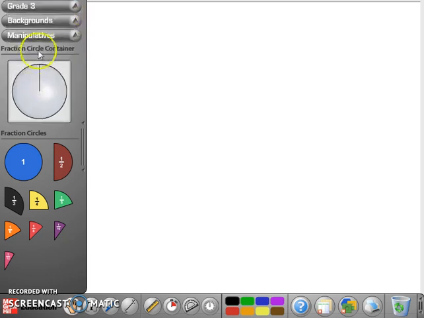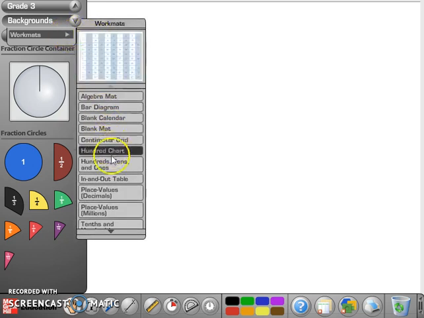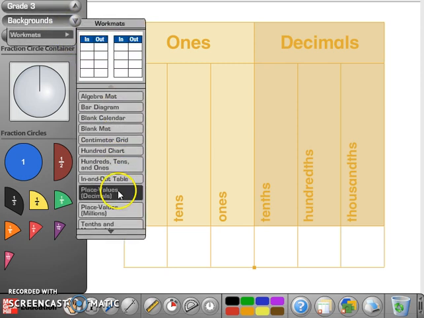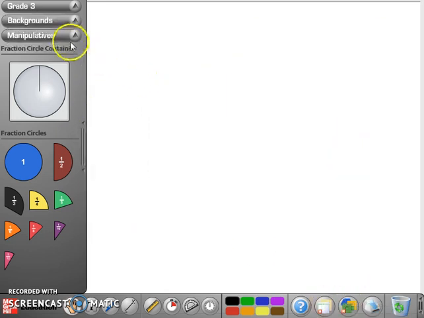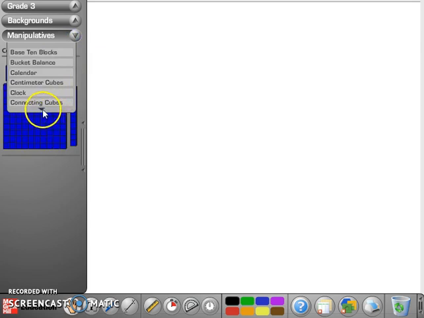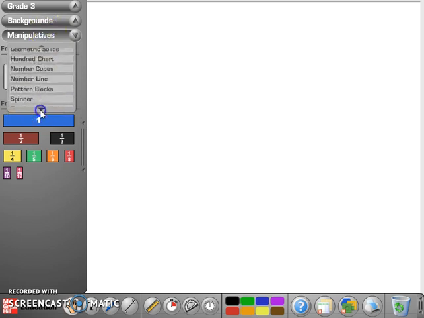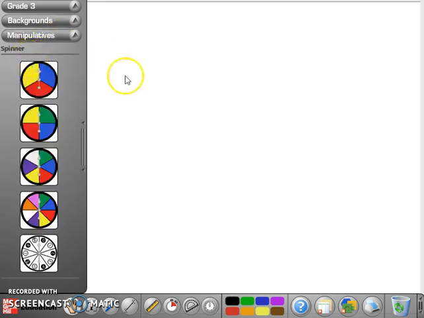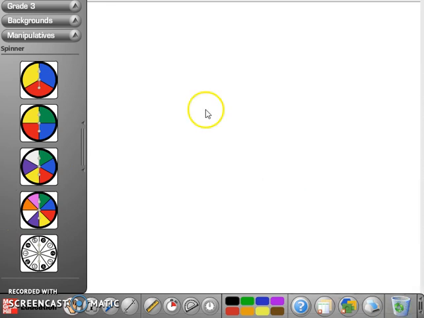So if we go to grade 3, there are various work mats for the background, including a centimeter grid and place value and a bar diagram, or we can just get rid of that. And then there's a wide variety of manipulatives like counting blocks, base 10 blocks, and fraction tiles, and a thermometer for some reason, and a spinner for doing probability or different types of games.